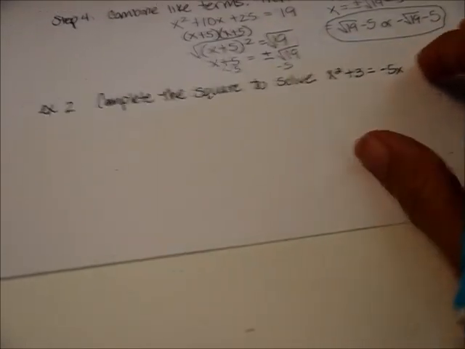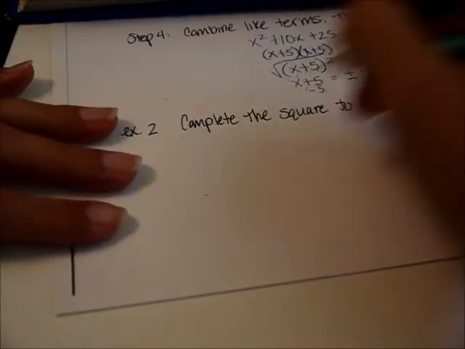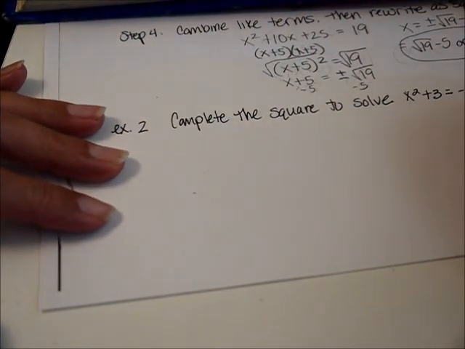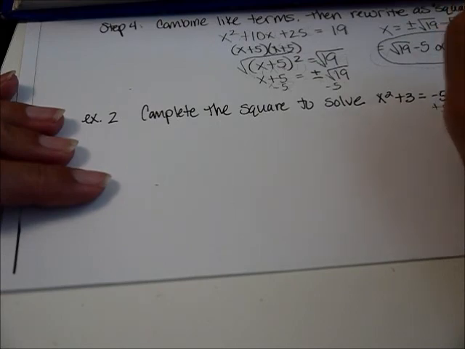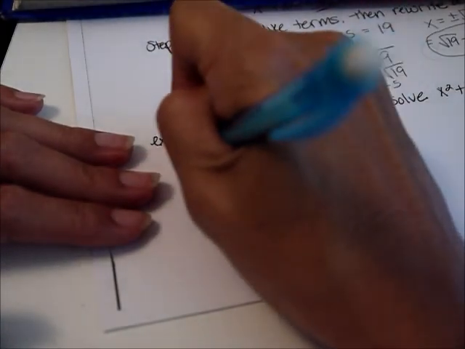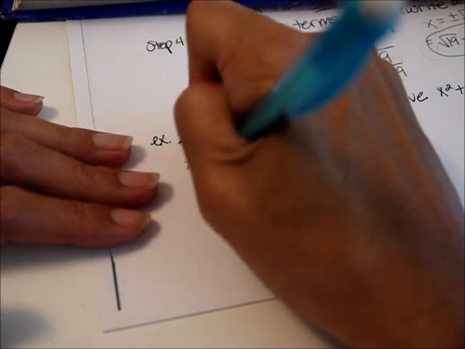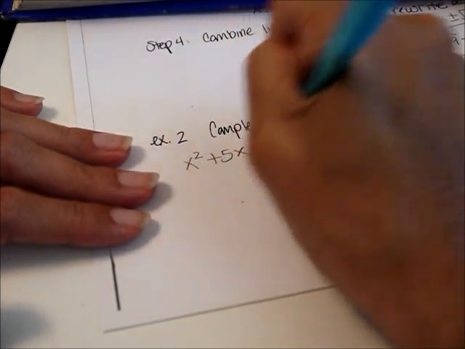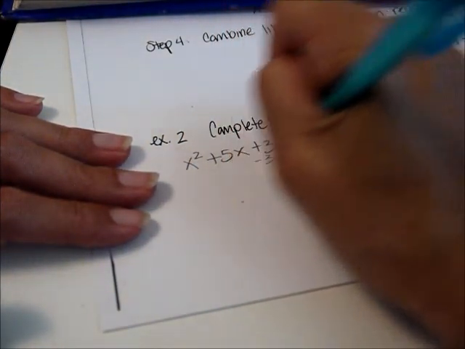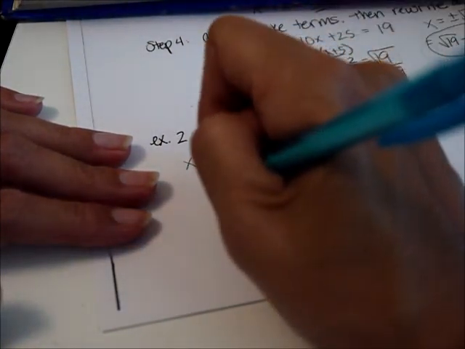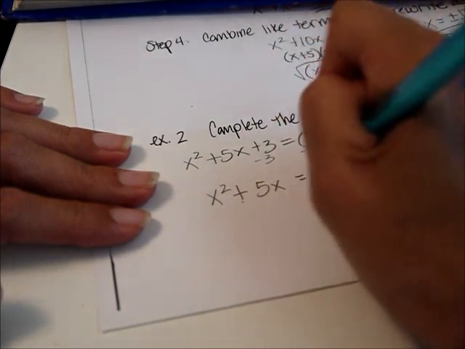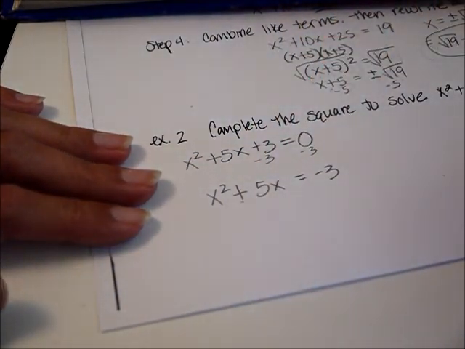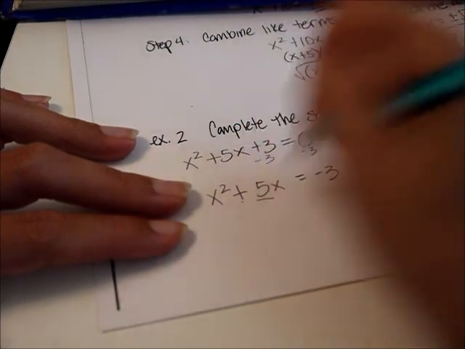Now I'm going to do example 2. Complete the square to solve x squared plus 3 equals negative 5x. Now I'm going to move everybody where they need to be. So it's x squared plus 5x plus 3 equals 0. And then we've got to get that 3 over to the other side now. Okay, x squared plus 5x equals negative 3. Okay, now everybody's set up. Now we focus on this guy.